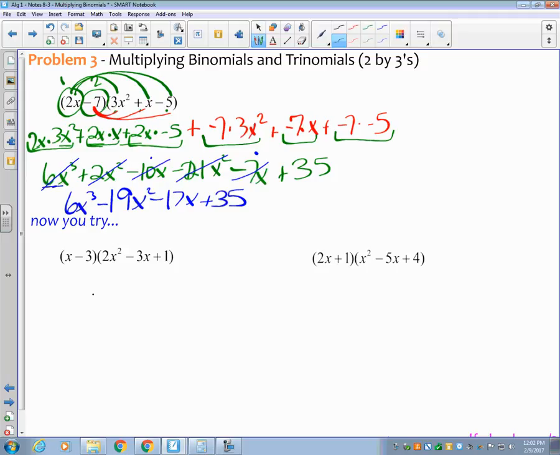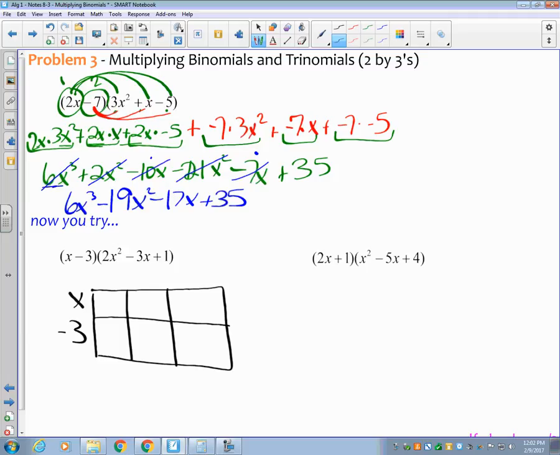Okay, so let's box this guy out. We're going to put x minus 3 on the side, and we're going to put 2x squared, -3x, and 1 on the top. And we're going to do our multiplication.